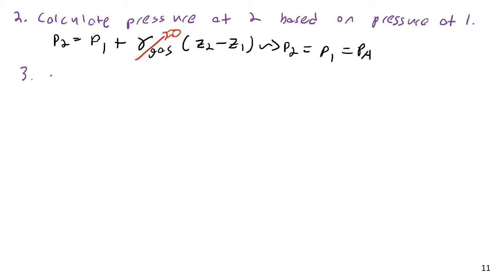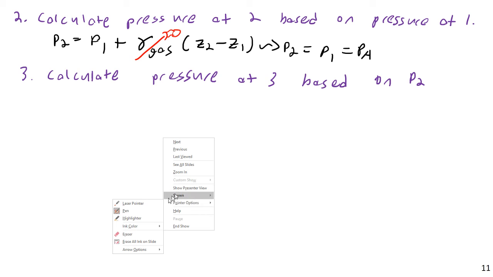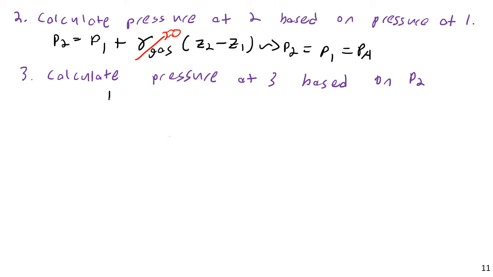So step 3: calculate the pressure at 3 based on the pressure at 2. P3 is going to be equal to P2 plus gamma GF, the gamma of the gauge fluid, times (Z3 minus Z2).